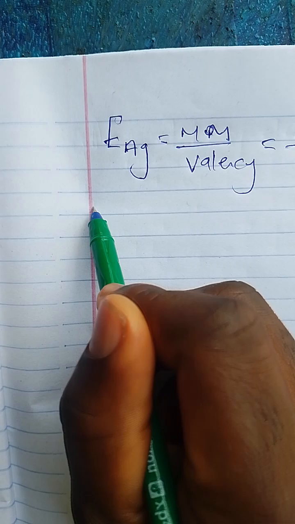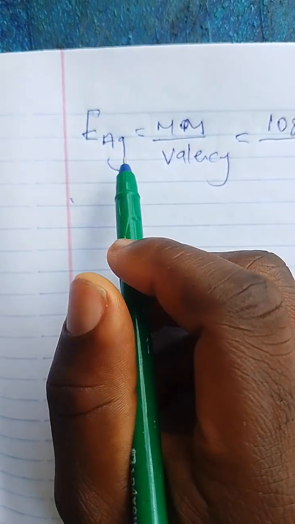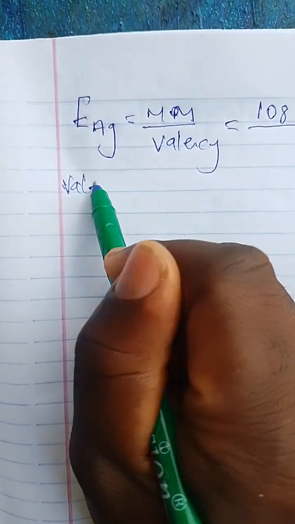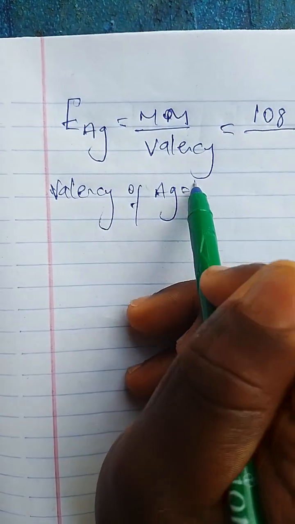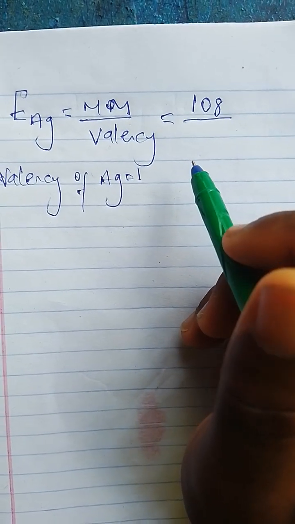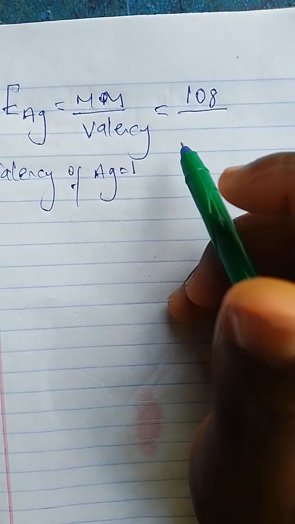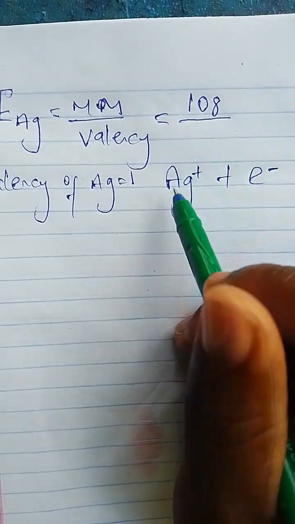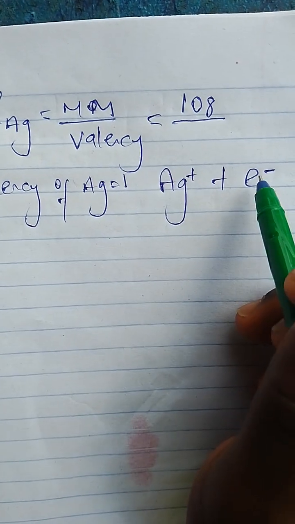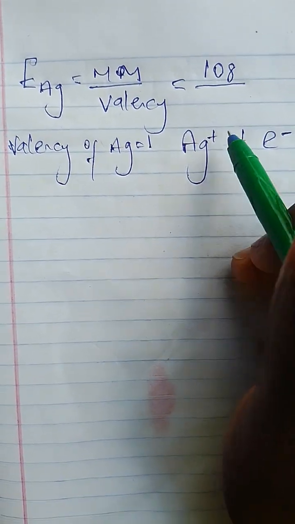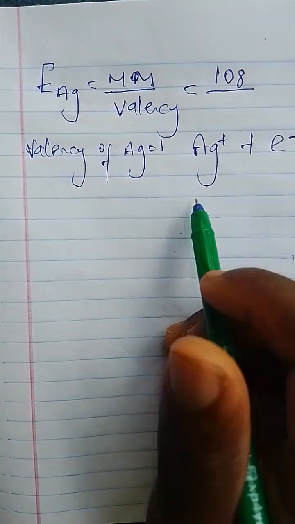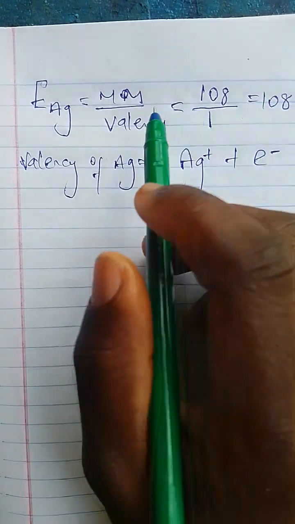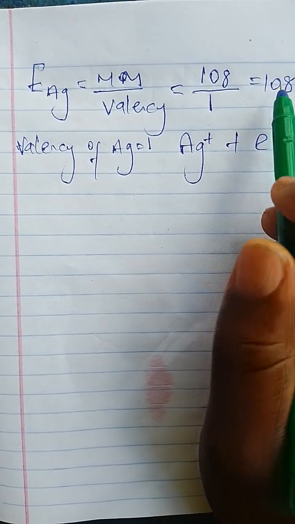Now let's find the valency. Silver is a metal, and it needs to give out one electron in order to be stable. The valency of silver is 1. So creating a half equation, a half reaction in electrochemistry, we have Ag+ + e-. In this reaction, silver is giving out an electron and is also gaining an electron in order to become stable. We call this a half reduction reaction in electrochemistry. So here the valency of silver is 1. 108 divided by 1, we have 108. So the electrochemical equivalent of silver is 108.